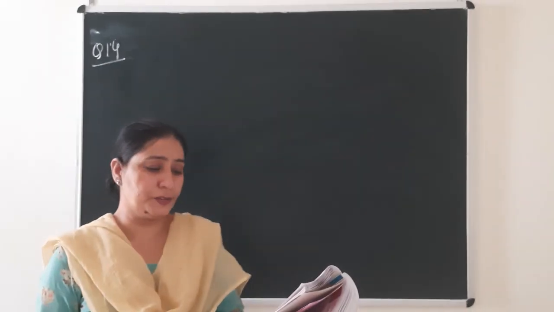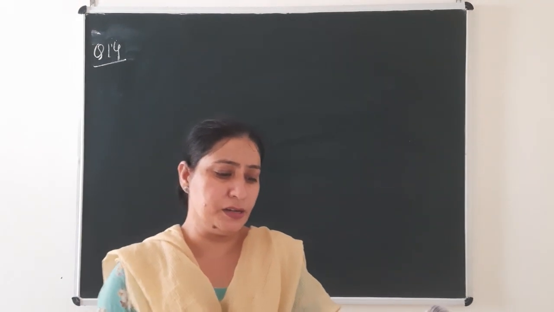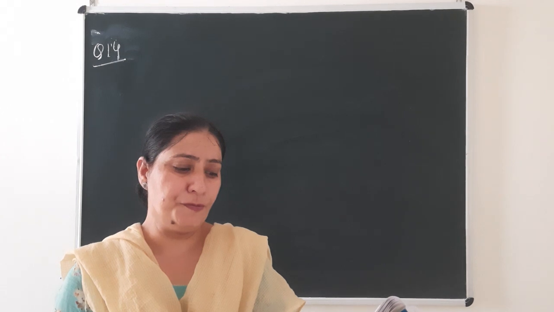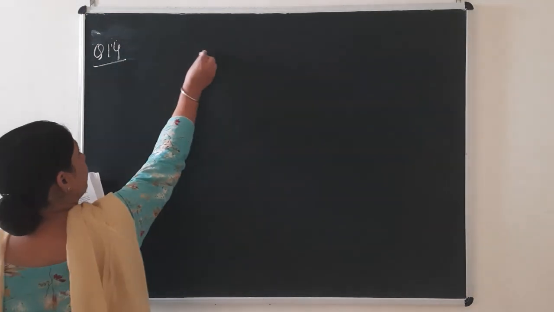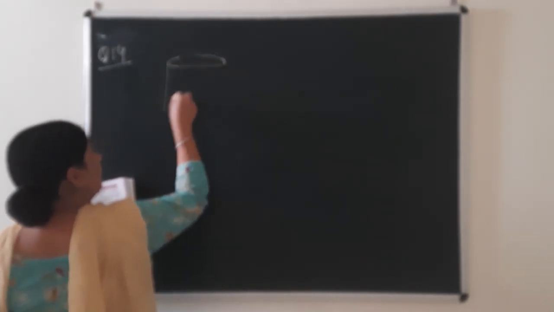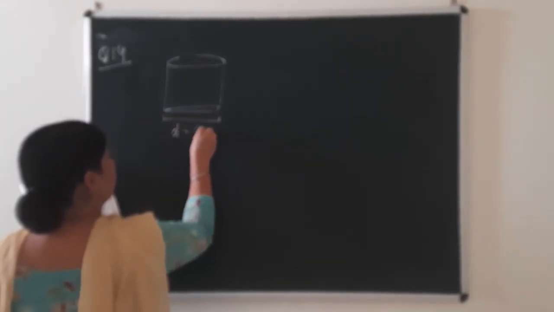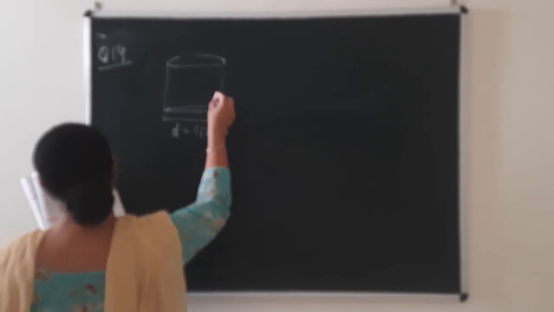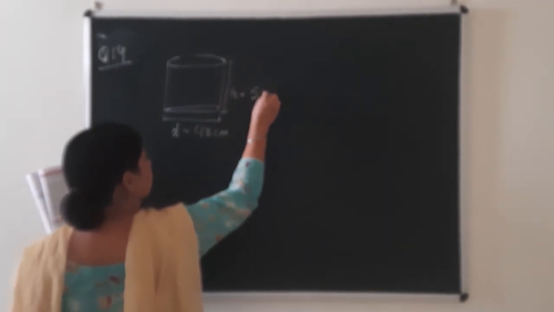Last question of this exercise, question number 14. A cylindrical bucket 42 centimeter in diameter and 50 centimeter high is full of water. So we have a bucket. This is a cylindrical bucket. The diameter d is given to you as 42 centimeter and the height h of this bucket is given to you as 50 centimeter.